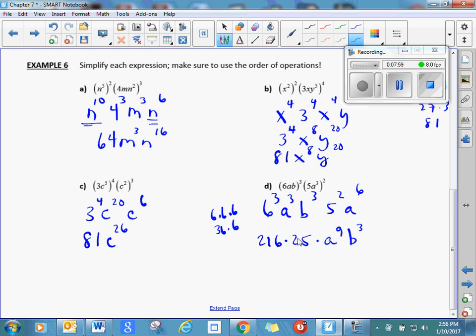Now, 216 times 25, not really a very friendly number. You can hop on a calculator, obviously, and figure out what that number is. Or I probably would accept the answer 5 squared times 6 cubed times a to the 9th, b cubed. So either one of those kind of indicates to me that you know what you're doing.